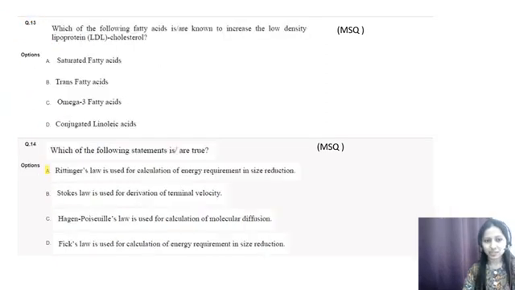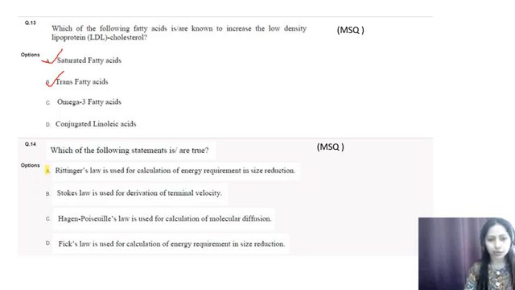Question number 13. Which one of the following fatty acids are known to increase the low density lipoprotein cholesterol? Options are saturated fatty acids, trans fatty acids, omega-3 fatty acids, and conjugated linoleic acids. Over here the correct option will be option A, saturated fatty acids, and number B, trans fatty acids. These two fatty acids are responsible for increasing the low density lipoprotein, that is LDL cholesterol in the body.